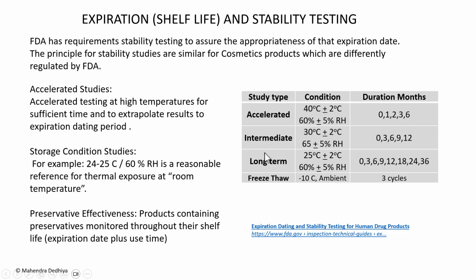Storage condition studies are generally done at 25 degrees and 60% relative humidity. Most programs are 0, 3, 6, 9, 12, 18, 24 months, and yearly after that. For solution dosage form, a freeze-thaw cycle is done. Product is frozen at minus 10 degrees centigrade, exposed to ambient condition, and this is repeated for at least 3 cycles. Preservative effectiveness needs to be monitored throughout the shelf life.